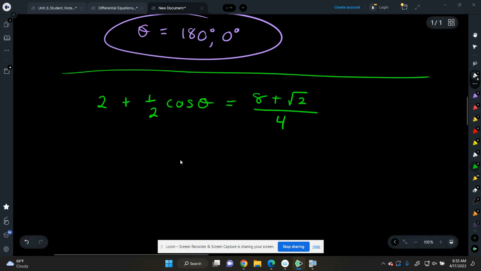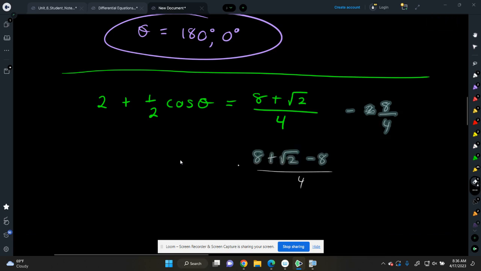If we subtracted 2, we'd have to get a common denominator, which would make this an 8 over 4, right? Which means we'd have 8 plus root 2 minus 8 over 4. So we could do it that way. But I chose to multiply everything by 4 first.